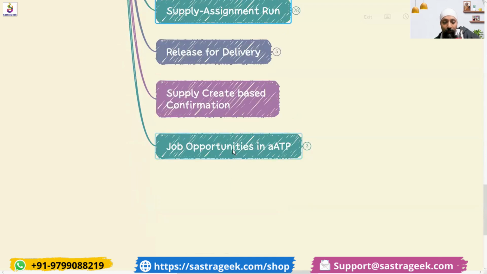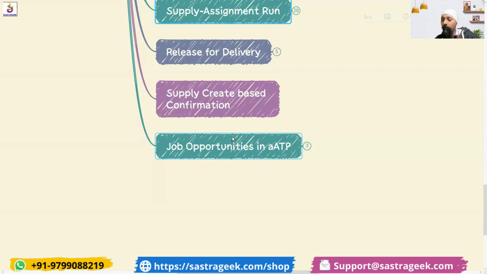Then we have a few more things which will come up, but at this point, before ending today's session, there are so many things you need to learn. I want to first give you the job opportunities. For the last 1.5 years, I'm getting so many requirements on aATP because in my LinkedIn profile, I have mentioned I have worked on aATP. In the last 6 months, at least 3 calls I got from Europe directly from SAP. SAP is doing these aATP implementations, and they don't have resources.